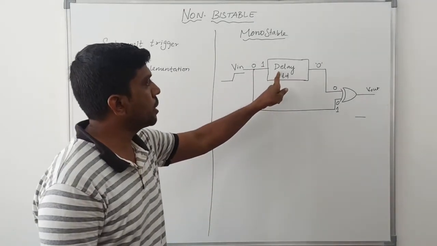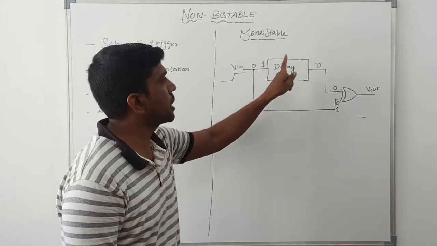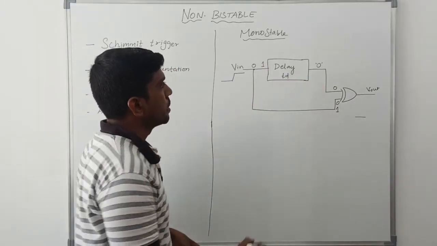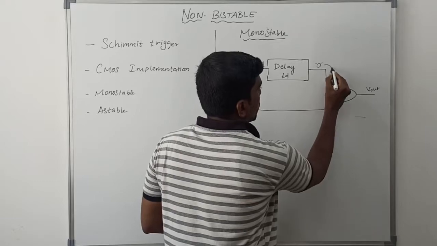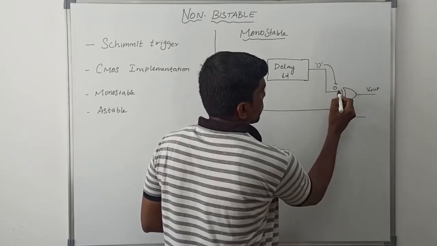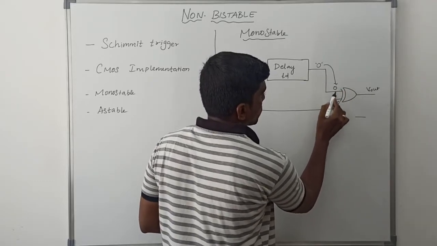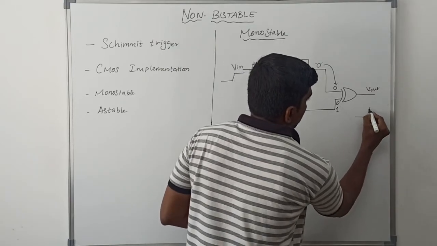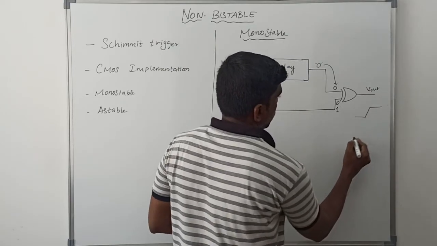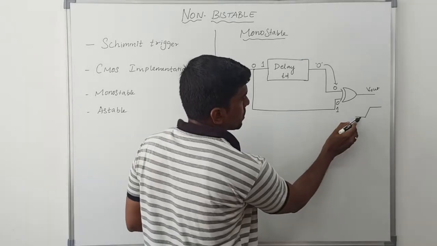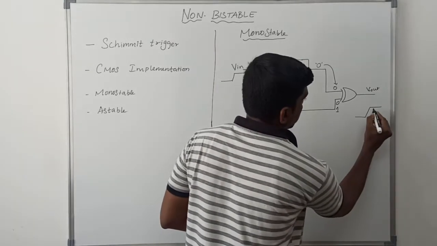Still this value is 0 because I am applying the delay here. After the delay time only, this input value 1 is transferred to here. So the 0 is applied to the input of this XOR gate. So 0 1, the output is 1. The output value is changed from 0 to 1.